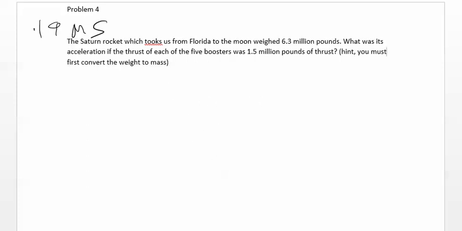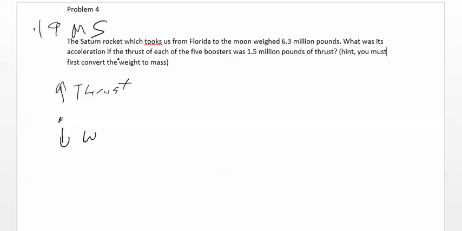I say that's the first step, but it's really not all of it. What is its acceleration if the thrust of the 5? Now let's draw a picture. I'm not going to draw a picture of a rocket. I'm just going to say that dot is the rocket. And we've got thrust pushing up this way, and pulling down is weight.